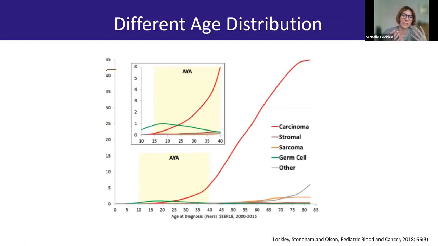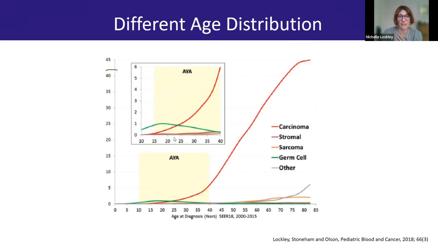Another really important thing to note about germ cell tumours is that the age distribution is completely different. So for most ovarian cancers, incidence is very low before menopause, and then at sort of the time of menopause and beyond, the incidence increases steadily. And like solid tumours, they're a disease of old age. In contrast, germ cell tumours, here in green, you can see this little blip, but when you look at the inset, they are a disease of adolescents and young adults, a true AYA tumour.